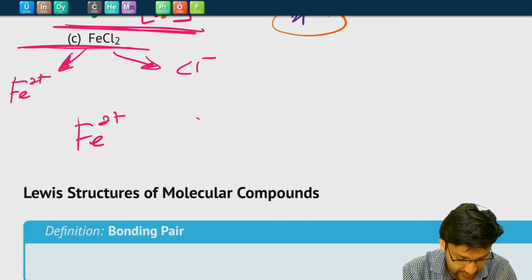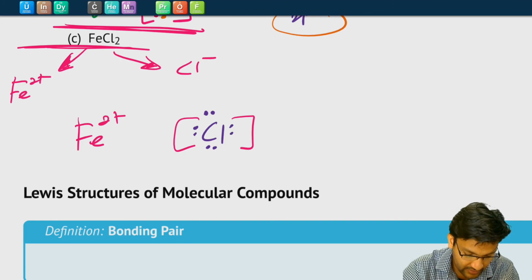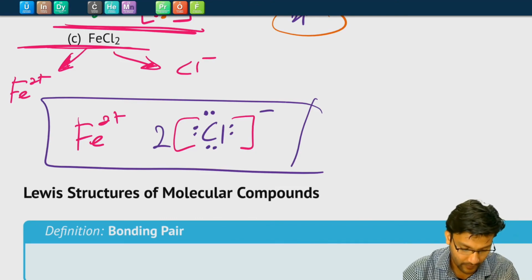For chloride, we drew this before. We'll have Cl with 8 electrons in 4 pairs. So this is going to be the structure for FeCl2.